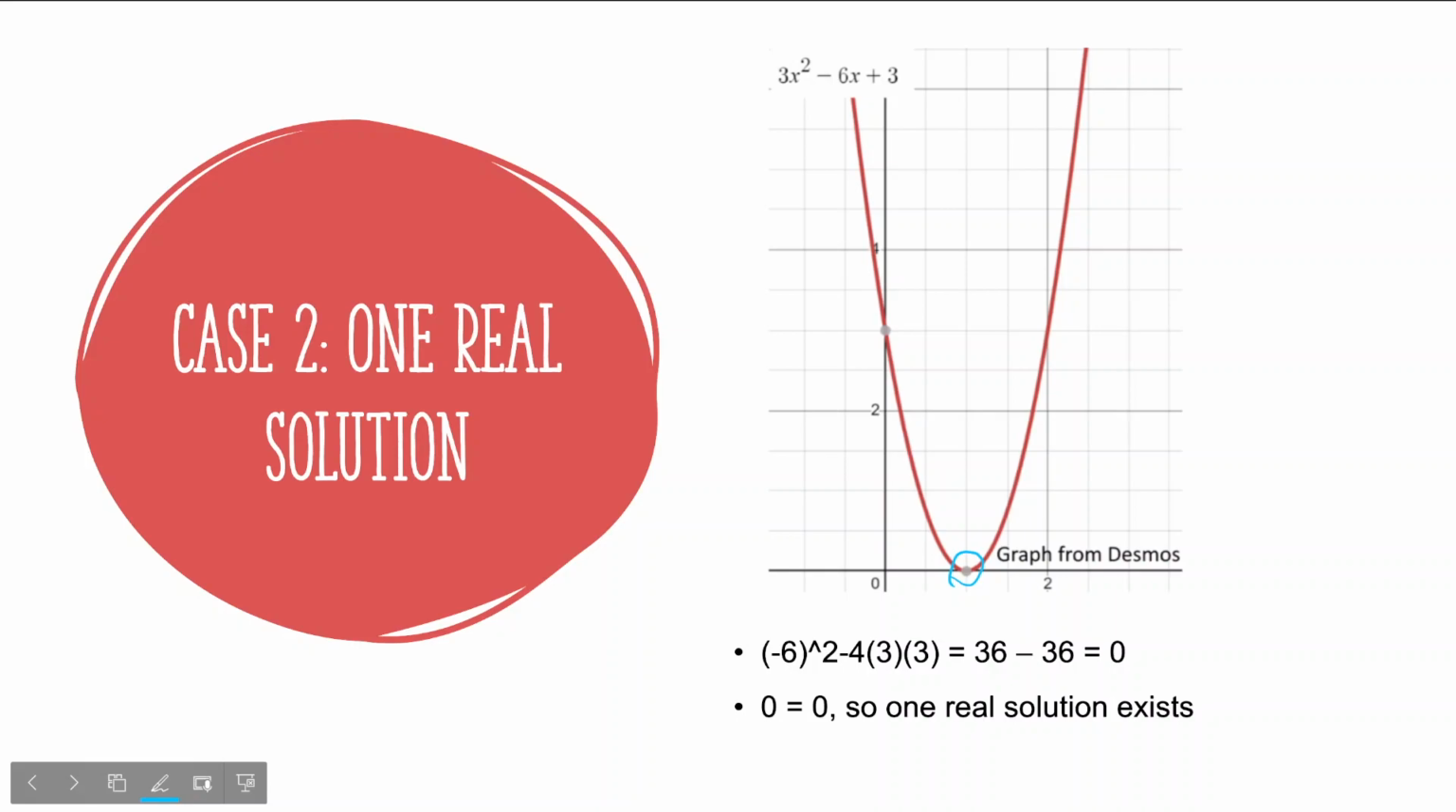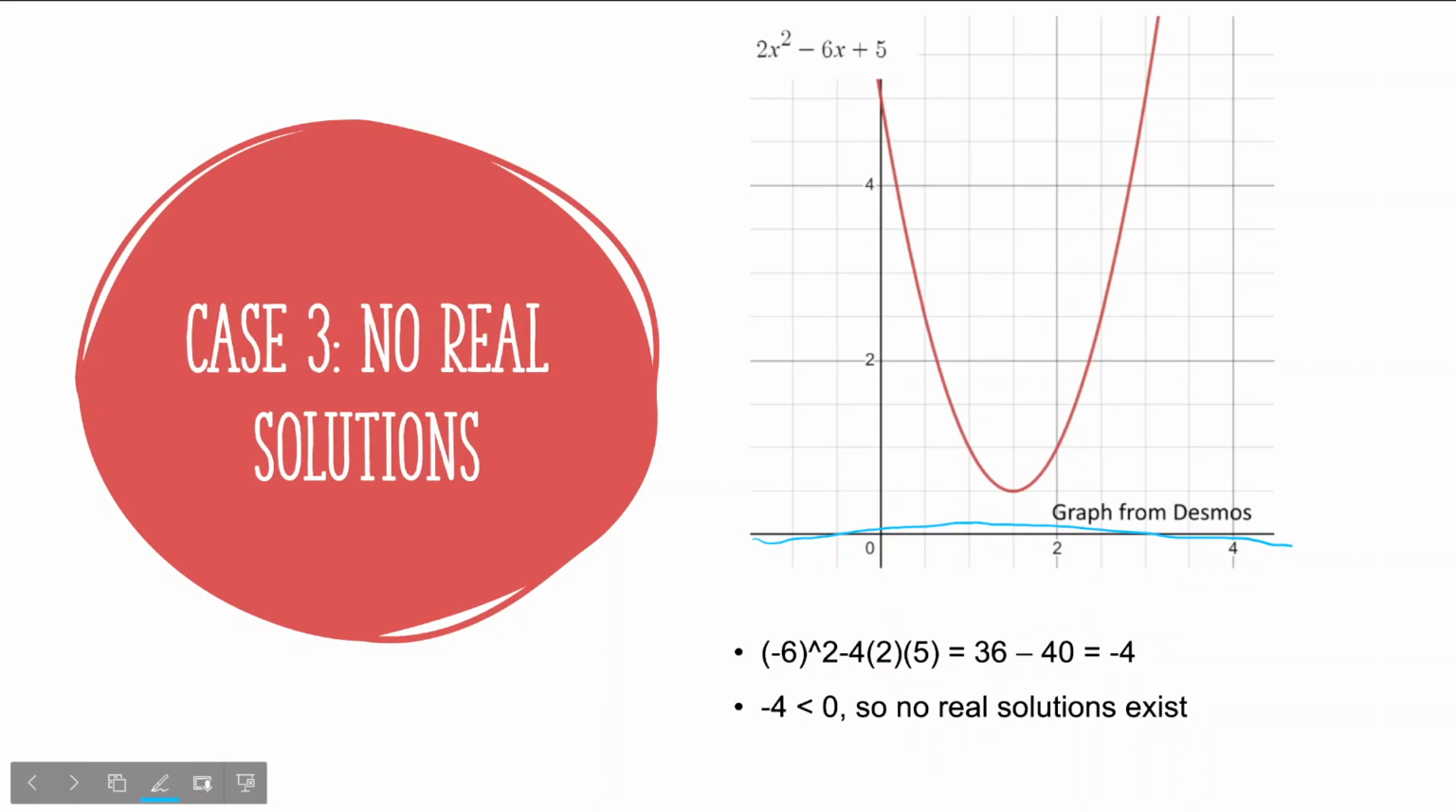The third case is when there are no real solutions. As you can see, this is the x-axis, and this parabola does not intersect it at all. The equation of this parabola is 2x squared minus 6x plus 5 equals 0. Putting it into the formula, negative 6 squared minus 4 times 2 times 5 is equal to 36 minus 40, which is negative 4. And negative 4 is less than 0, so no real solutions exist.